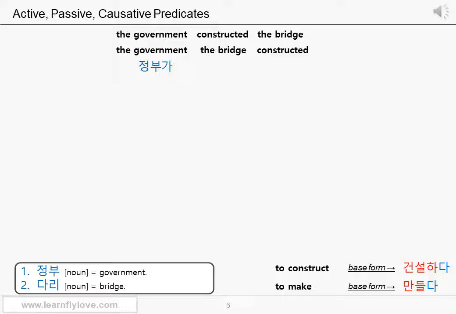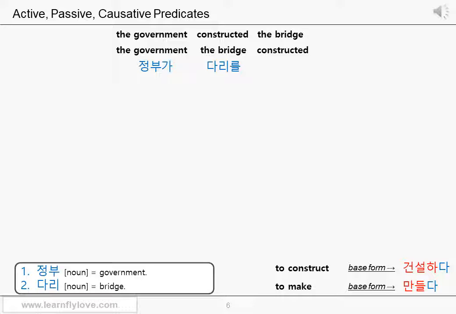정부가. The bridge is 다리. 다리 in Korean. We know it could sound like 다리 with a T sound to many people, but it's not 다리. It's 다리. It's an object. Let's add the object particle, 를. 다리를.